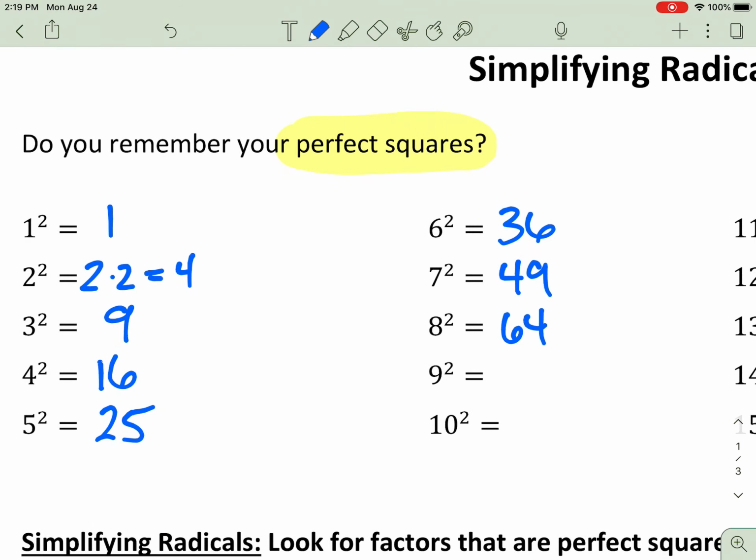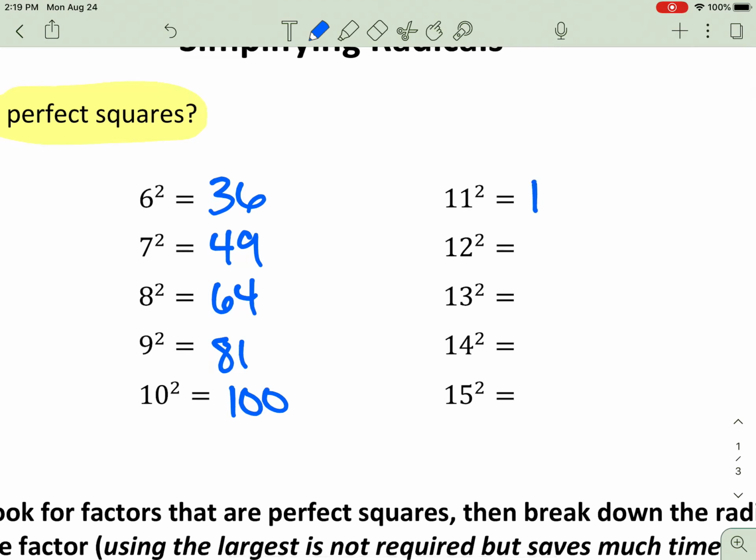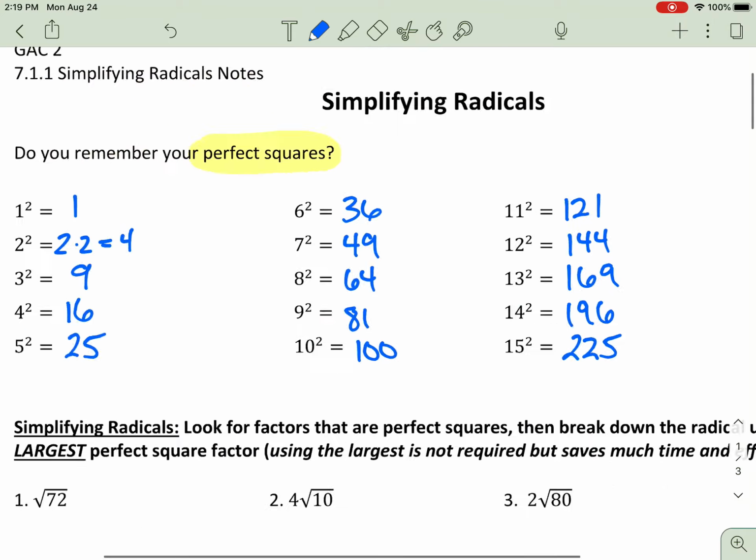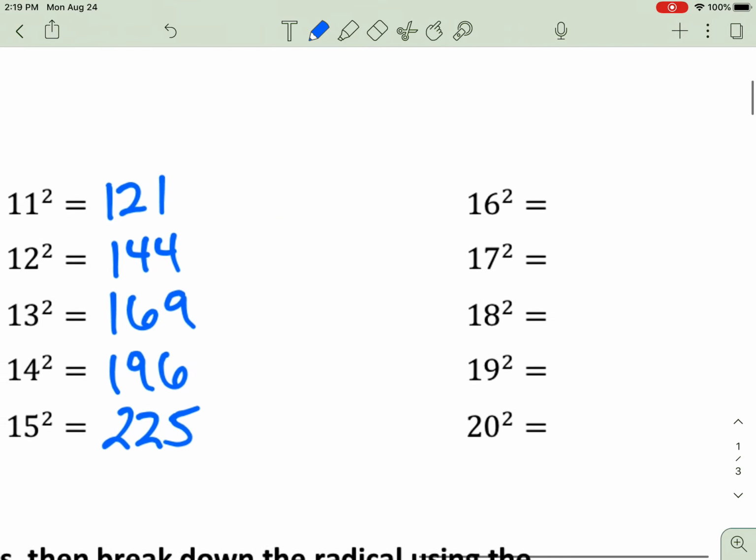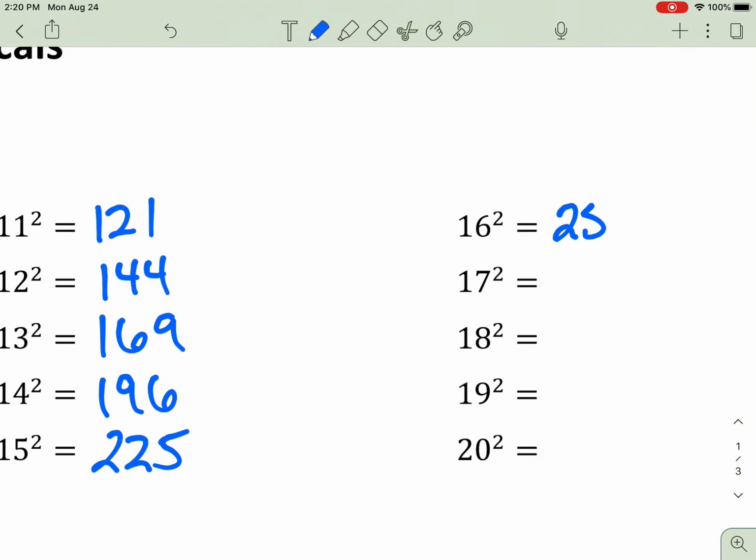We want to use the largest perfect square that goes into any radical when we try to simplify it. So could you use your calculator for this? Absolutely. Should you use your calculator for this? Absolutely not, unless it's a bigger number, because you want to be able to go right to it. So hopefully you know these as much as I do. Just kidding, I know that's not possible.